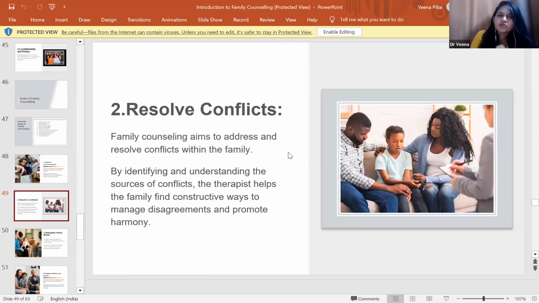When we talk about resolving conflicts, family counseling aims to address and resolve conflicts within a family. So many times it depends upon the way we treat the other person. So communication is very, very important, and the respect we give for the other person, the regards we have to them. So all these are very, very essential to resolve conflicts, and it could be done by identifying and understanding the sources of conflicts. And many times the therapist would help the family to find some constructive way to manage the disagreements and promote harmony.